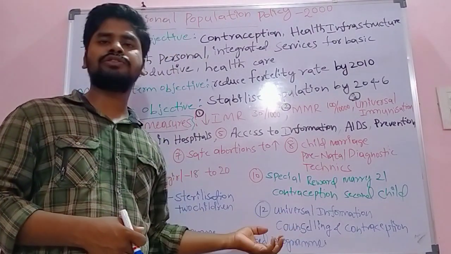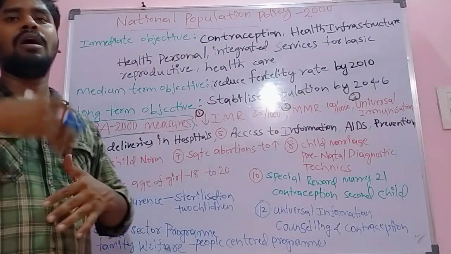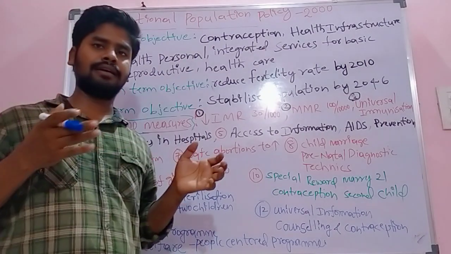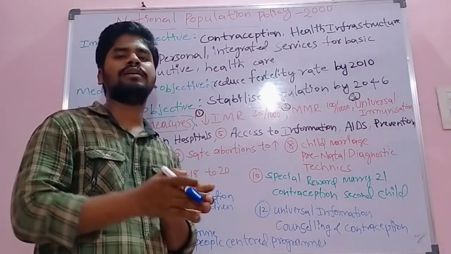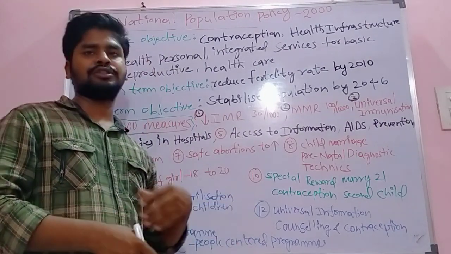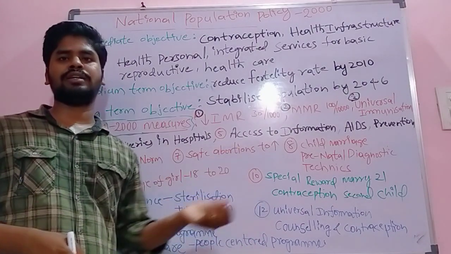And universal information and counseling, everything regarding contraception, prevention, counseling, each and every aspect, the government has to maintain with staff nurses. Counseling for each and every woman, especially in rural areas, right?